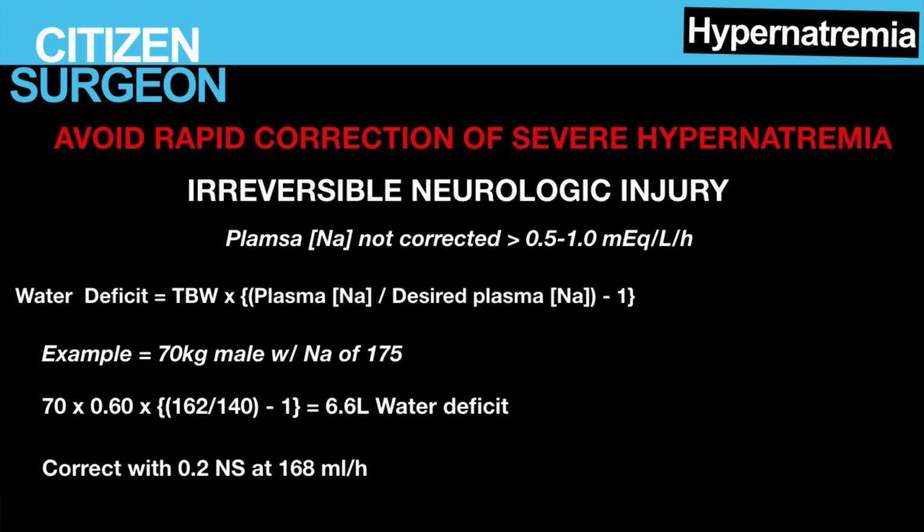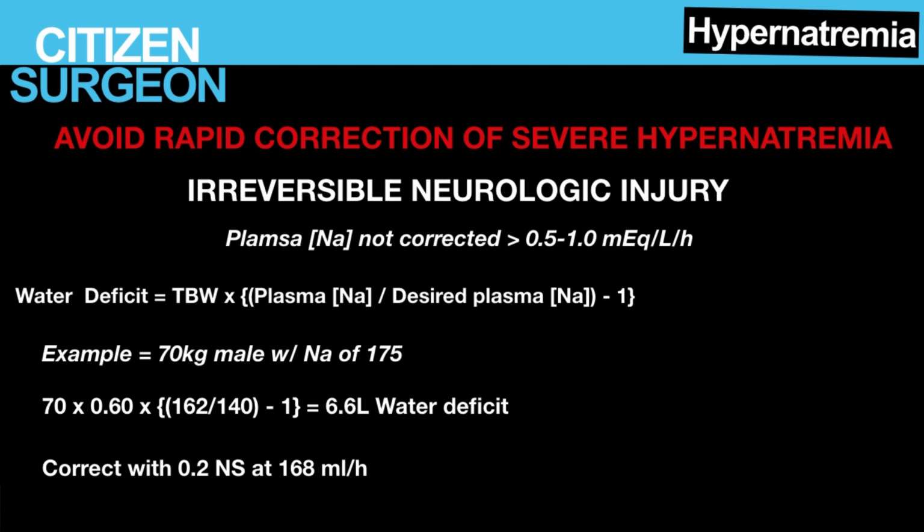And so how do you calculate how much water to give? Well, you can use this equation. So the water deficit is equal to total body water times the plasma sodium divided by the desired plasma sodium, minus 1. So we like to do examples so you can plug this in. So let's take a 70 kilo male with a sodium of 175. How much free water do you have to give?